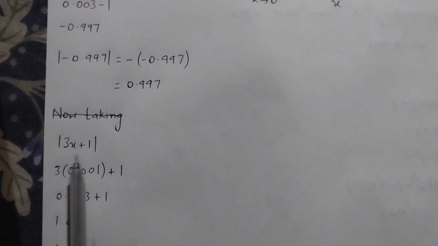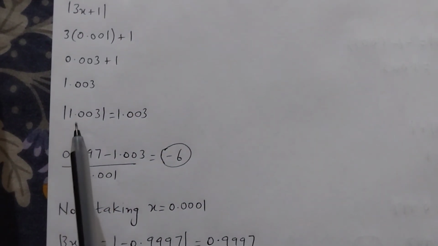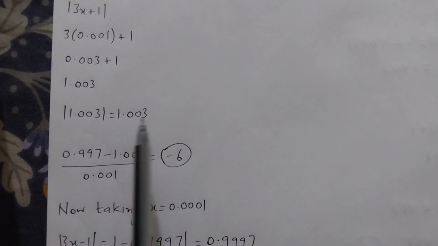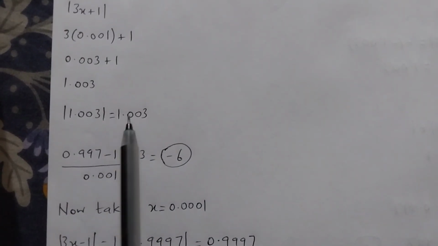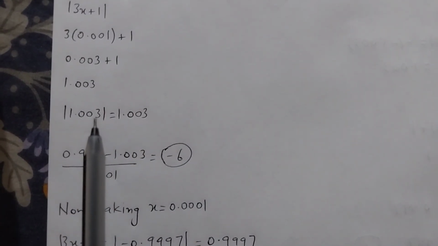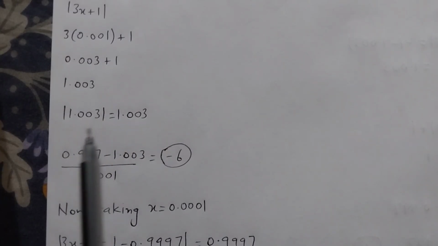Now we'll find the value for the absolute value of 3x plus 1. So 3 times x, which is 0.001, plus 1. This is equal to 0.003 plus 1, which is equal to 1.003. So 3x plus 1 is equal to 1.003, and now we'll find its absolute. When we take the absolute of a positive value, it is equal to the same thing. So 1.003 is the answer for the absolute value of 3x plus 1. Absolute basically changes the sign for a negative value. It doesn't change the sign for a positive value.